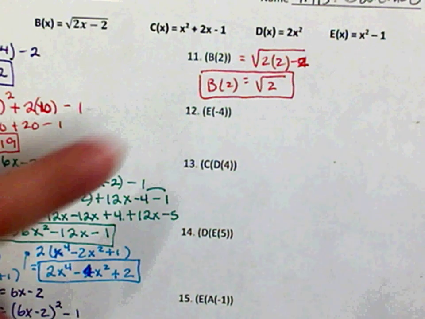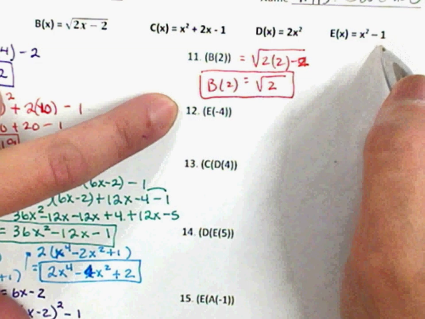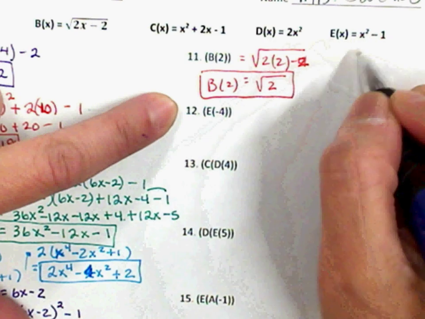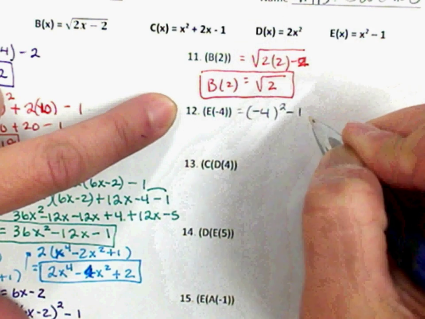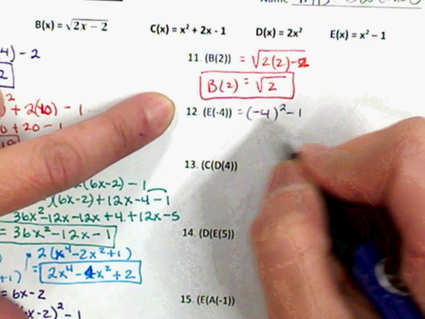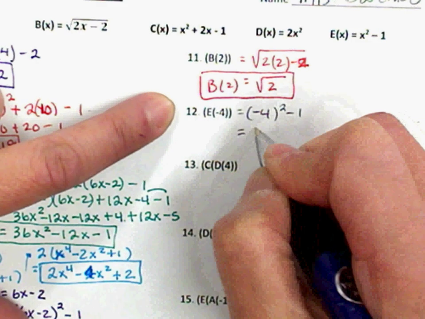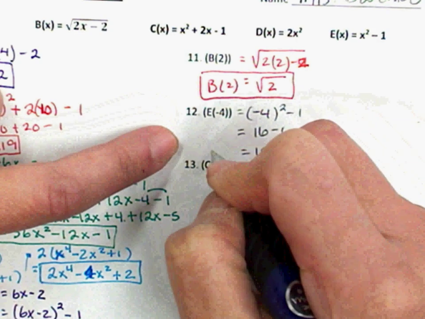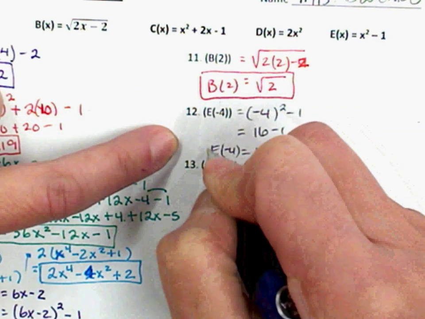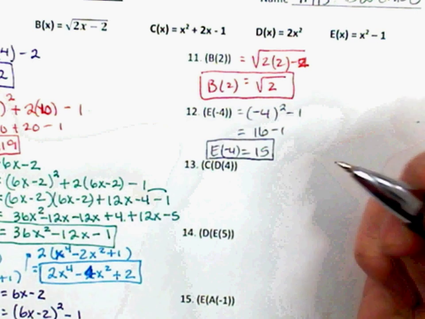Next part, number 12, we're going to take a look at E. We're going to substitute negative 4 wherever E is. So you're going to have negative 4 squared minus 1. Please put parentheses around your negative 4. When you square something, you have a positive. 16 minus 1 comes out to be 15. So E of negative 4 is 15. Okay.